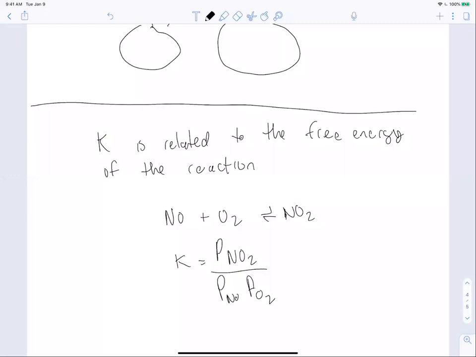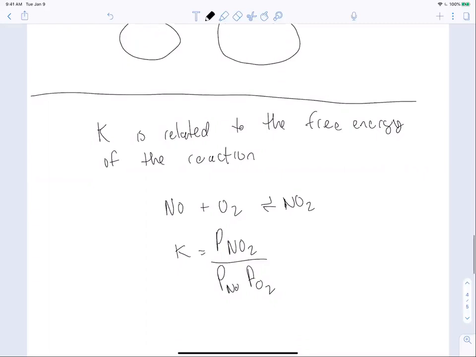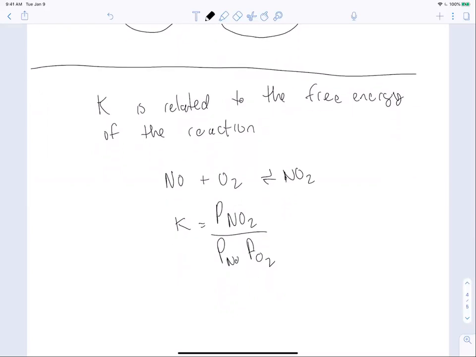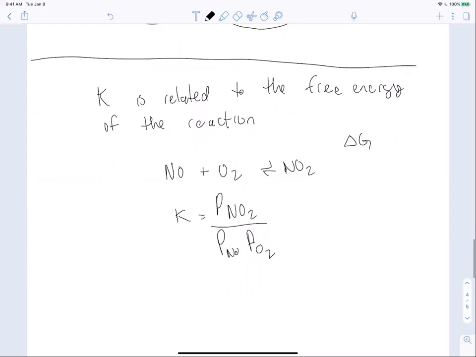It should make some sense that delta G is going to be related to this. Because if you remember, the free energy is what predicts whether a reaction is going to happen. And so whatever predicts the extent to which the reaction happens should be related to delta G. And it is. We can relate it through this expression: delta G is equal to negative RT natural log of K.